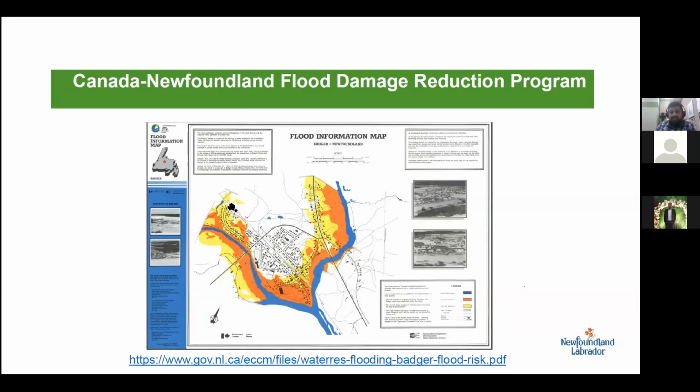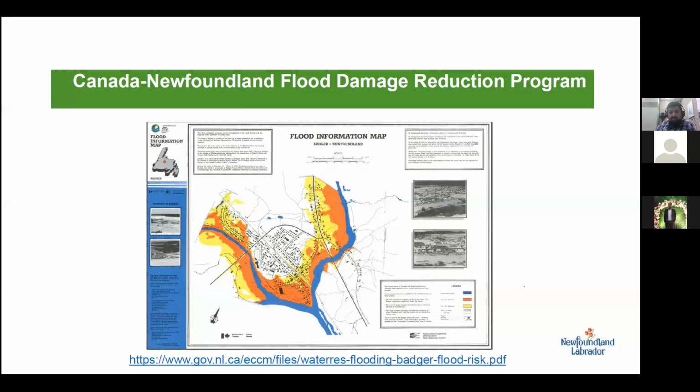This format essentially came from a federal-provincial program called the Flood Damage Reduction Program. It was through this program that throughout Canada in the 80s and 90s, most of the flood risk mapping was originally done. That's why when you go across Canada, you'll find a lot of the maps are very similar. The colors are similar. The terminology is similar, because that was the intention of this federal-provincial program: to create a common template across Canada for flood risk mapping.